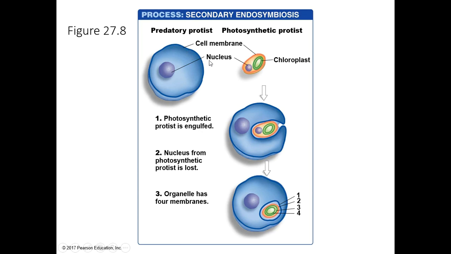We had a predatory protist that ingested this cyanobacterium. The photosynthetic protist is engulfed. Okay, the nucleus is lost from the ingested photosynthetic protist and ultimately became the chloroplast.